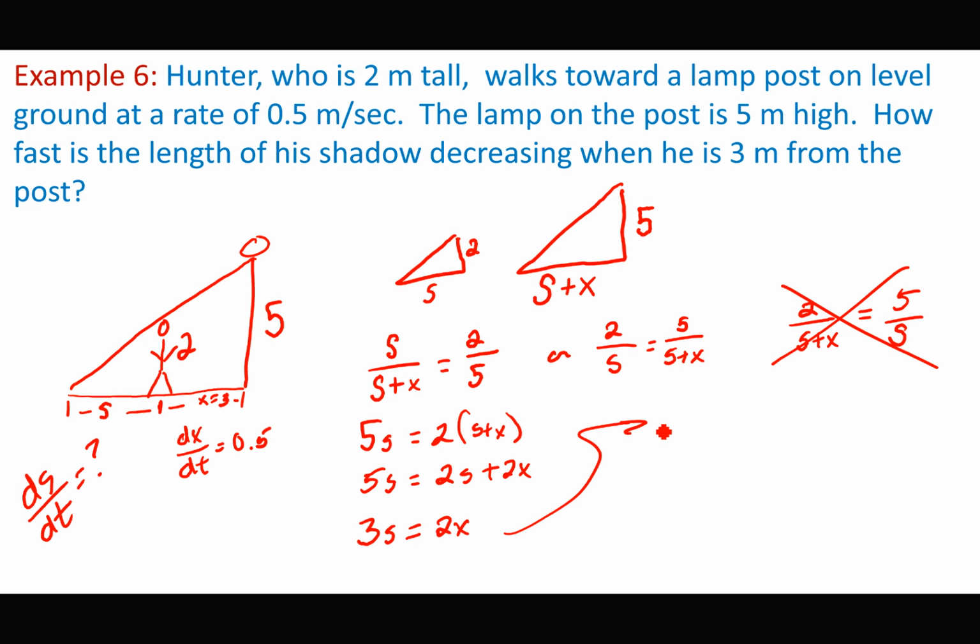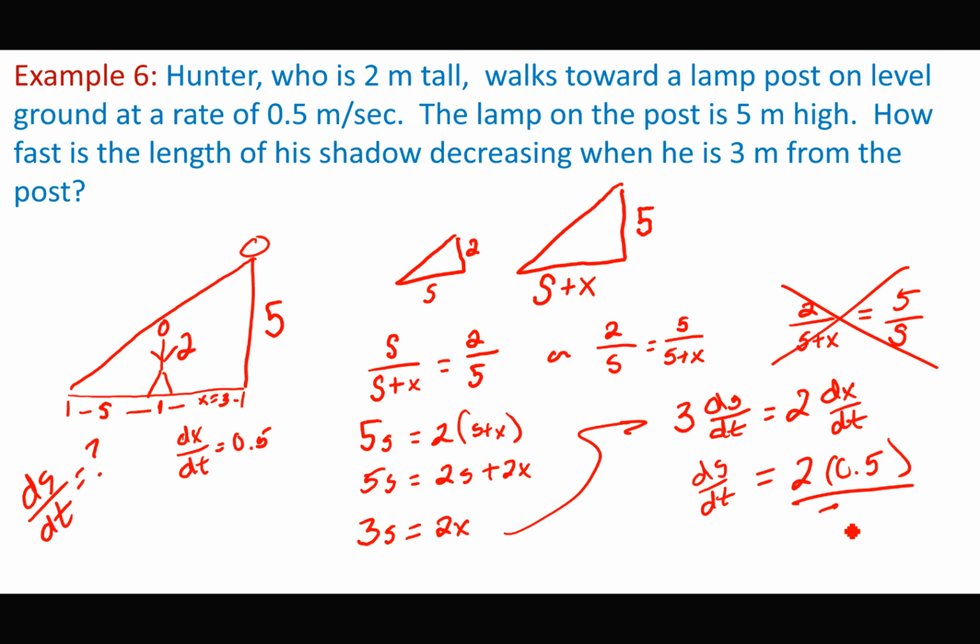So if I differentiate this, I would have 3 ds dt equal to 2 dx dt. I know dx dt is 0.5. I'm trying to solve for ds dt, so I divide by 3, and I end up with ds dt equals 1/3. And this one would be meters per second.